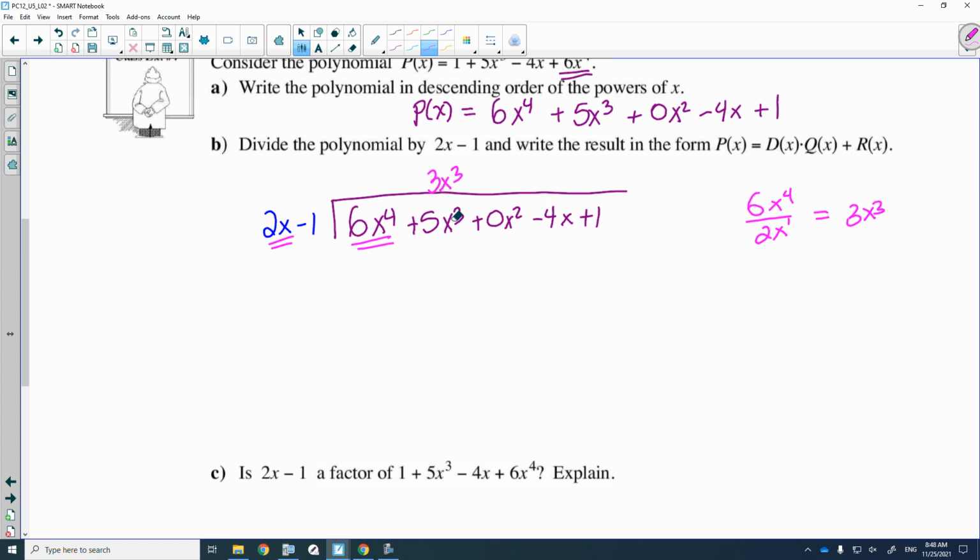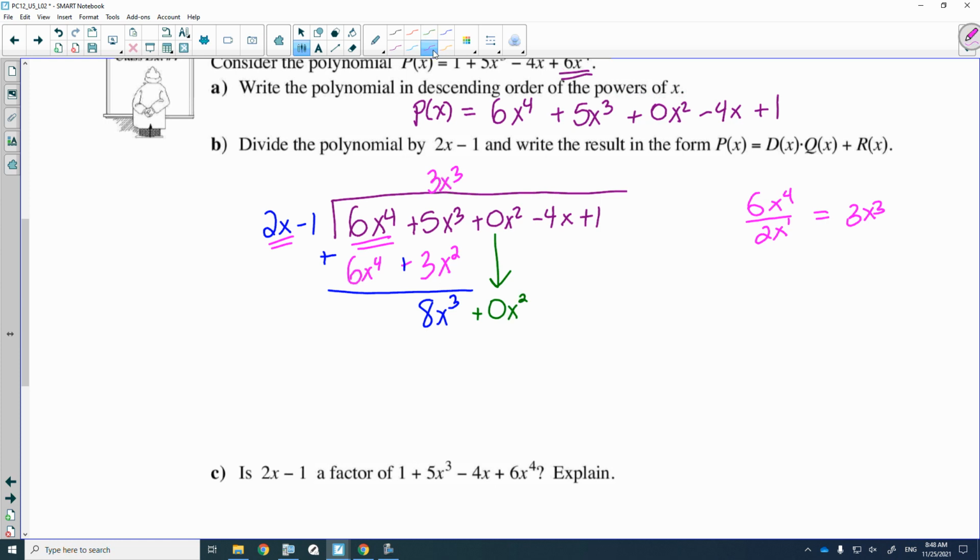Then you carry out your multiplication. So 3x cubed times 2x is 6x to the 4. 3x cubed times negative 1 is negative 3x cubed. With long division, you always carry out a subtraction. And remember that these first terms will eliminate. So it's going to be 5 minus negative 3. Two negatives will give you a positive. So 5 plus 3 is 8x cubed. And you bring down this term, which is 0x squared.